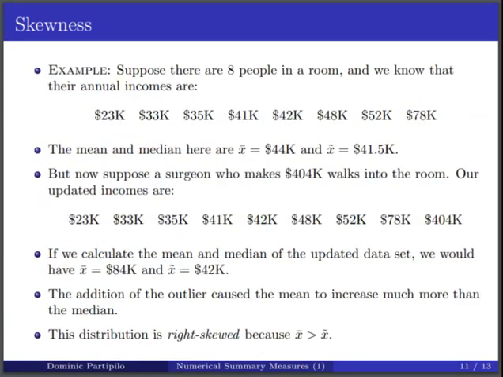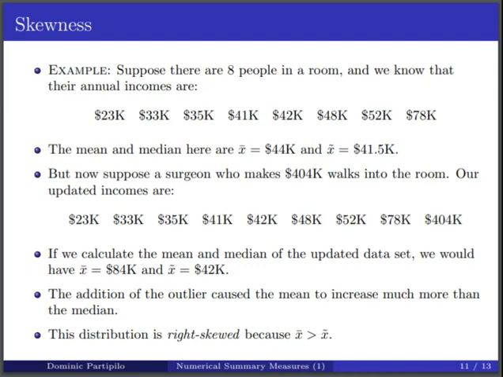So let's look at an example. Suppose there are 8 people in a room and we know what their annual incomes are. So here are the 8 salaries of the people in the room. And if we were to calculate the mean and the median of these incomes, we would end up with a mean of $44,000 and a median of $41,500.